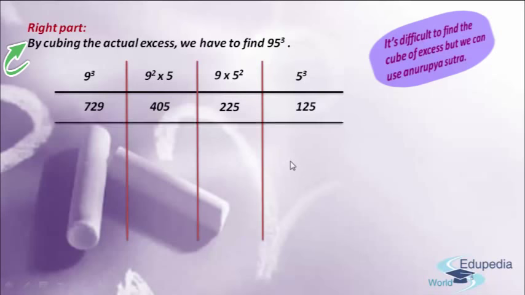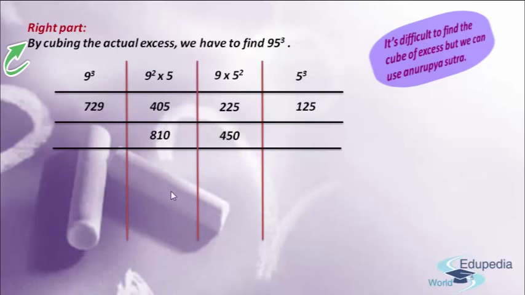Now let me place one more horizontal bar below it. And now I am going to double the answers I have got in the second part as well as in the third part. So if you double the number 225, we get 450, and if you double the number 405, we get 810. Now let me place one more horizontal bar below it.